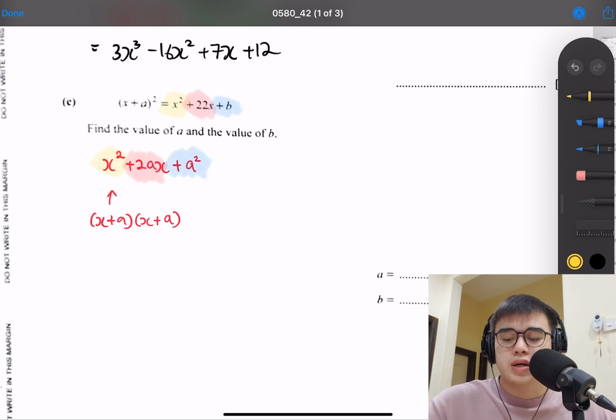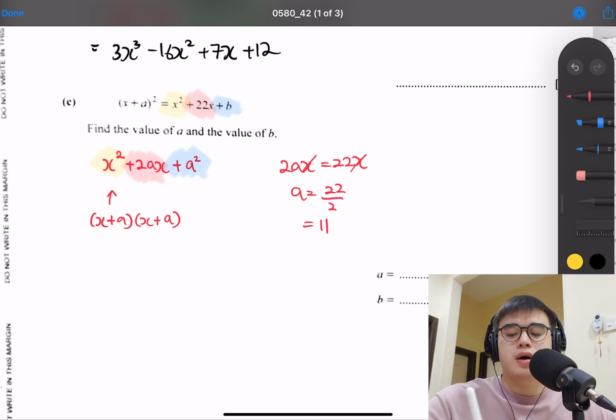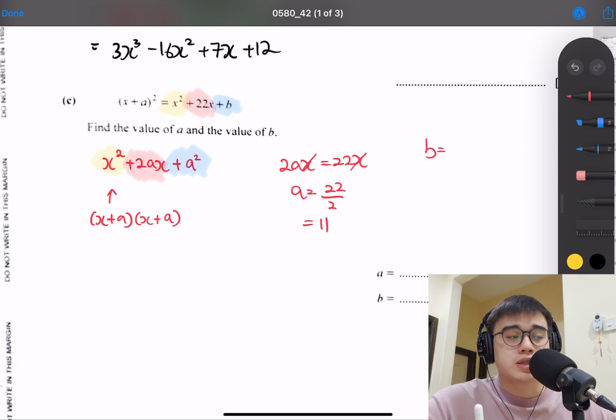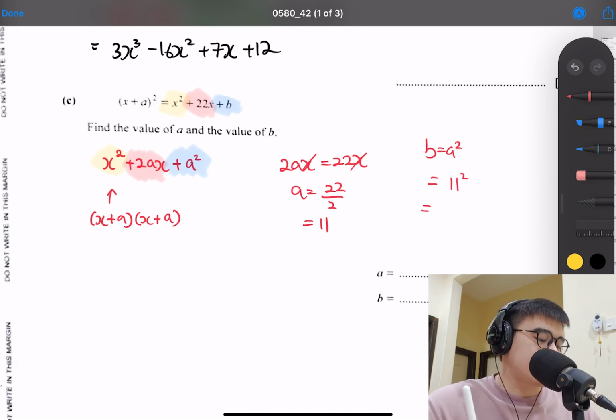So with this, 2ax equals 22x. x and x will be cancelled. a will actually be 22 divided by 2. So a is actually 11. While on the other hand, your b equals a squared. And since we got our a as 11, all you need to do now is to key in 11 squared and you get your answer as 121.